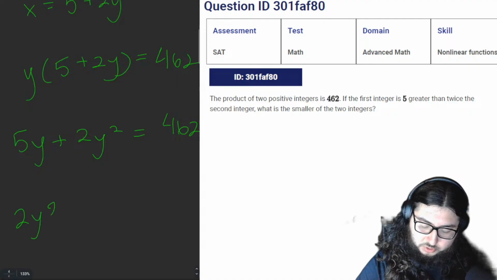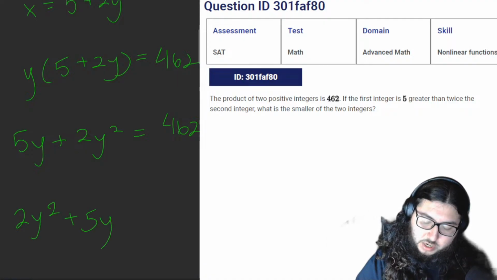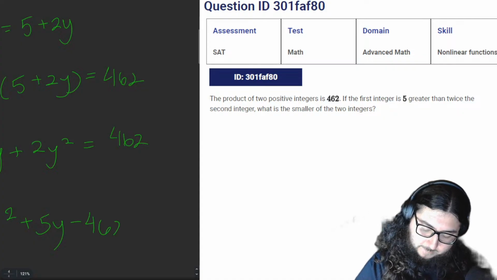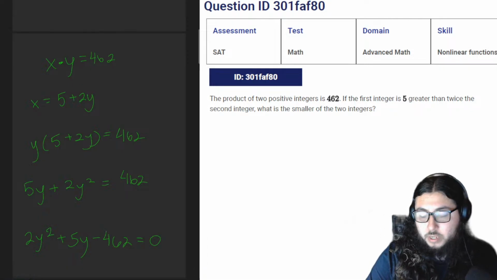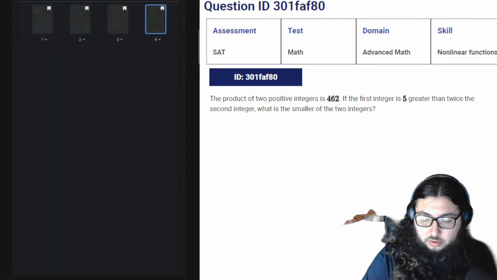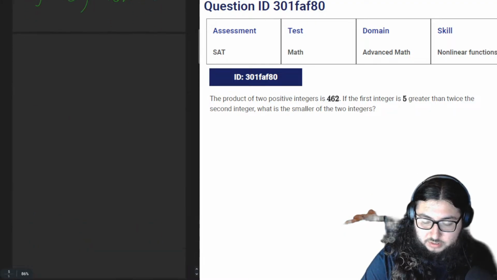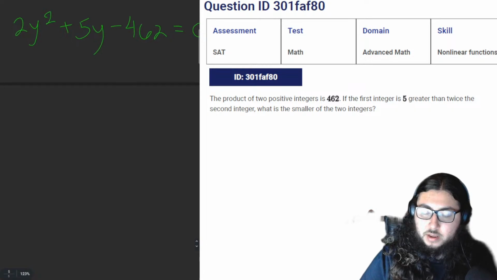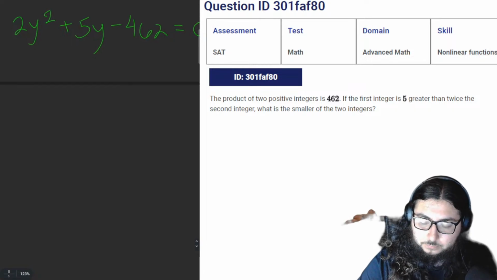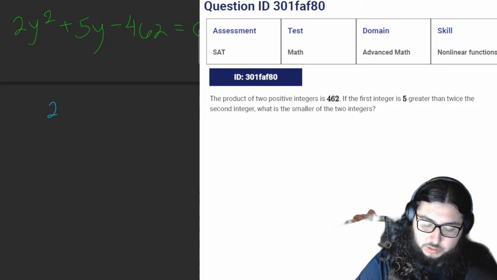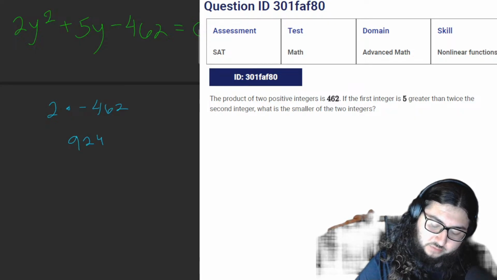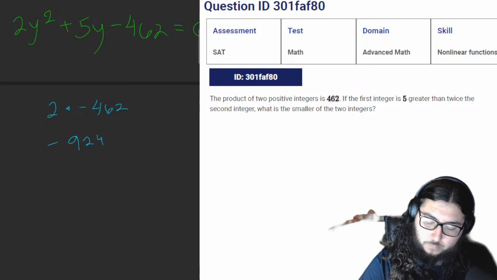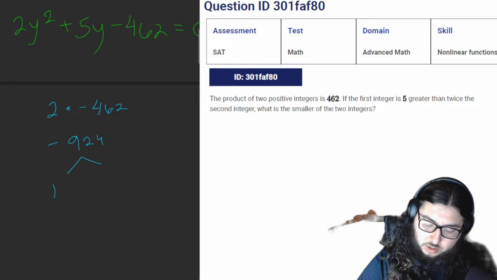I mean, we can rearrange the order so that it's obvious that this is a quadratic equation. Subtracting 462 from both sides, we get that this left-hand side, 2y squared plus 5y minus 462, is equal to 0. Now we have ourselves a quadratic equation. Whether we can factor it or not is going to be a more difficult task, but we'll see. So 2 times negative 462 is negative 924. And then we just have to factor this into plus or minus 1 plus or minus 924.